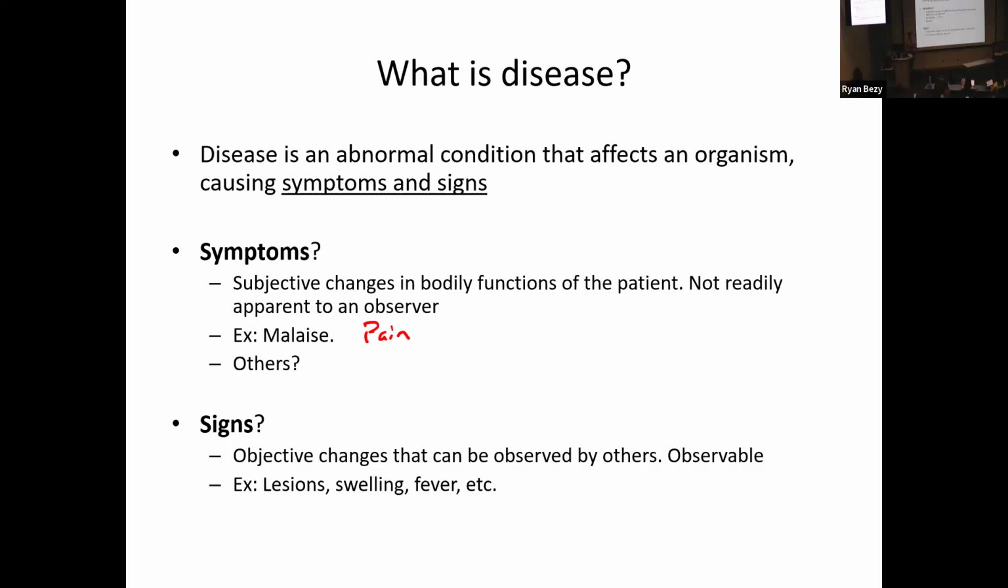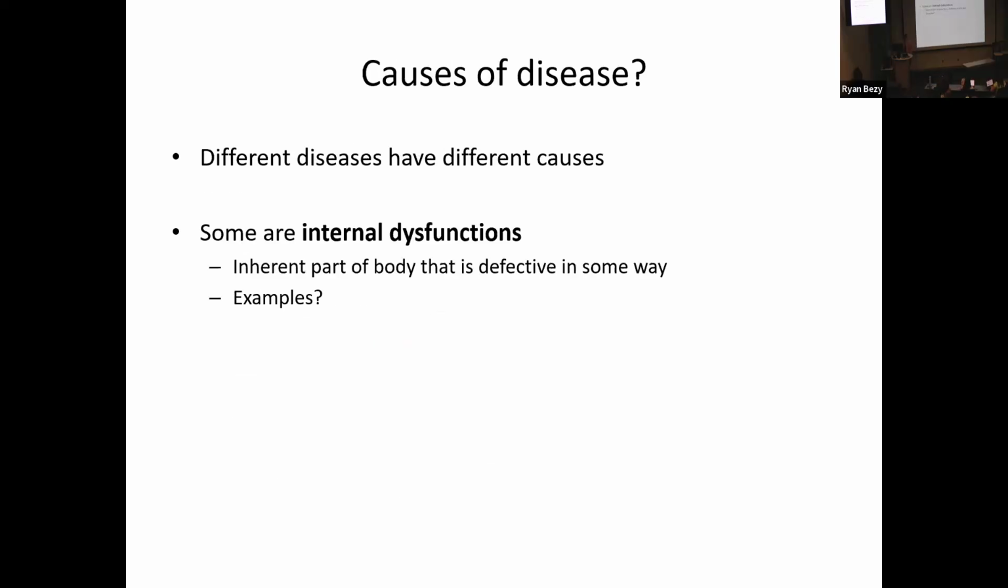Red. But you can observe that. So lesions, swelling, inflammation, fever, things like coughing, sneezing, vomiting, those are things that can be readily seen and observed. Now, different diseases have different causes, and this is going to come up a lot in this unit. I know I went through this earlier in the semester, but this is going to come up a lot more now. So we're going to revisit some of these.